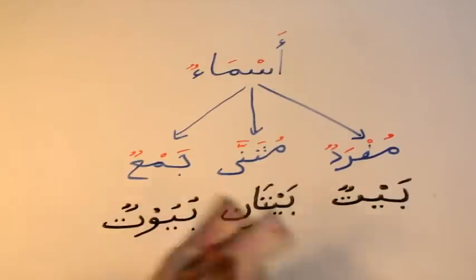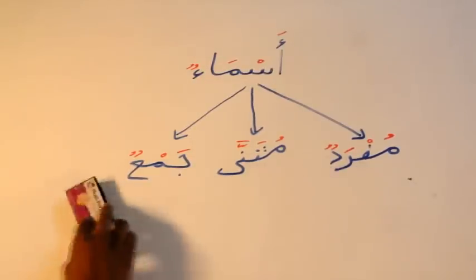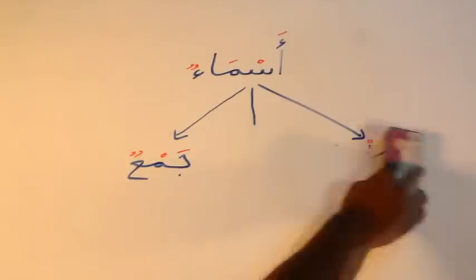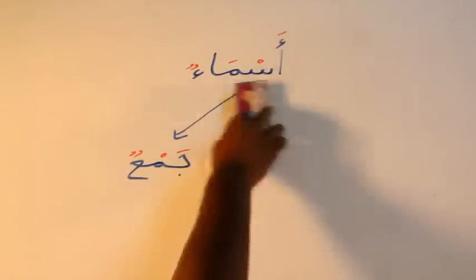So we'll look at one more classification, and we'll look at the types of jam, because mufrad and mutanna are pretty straightforward, as there's only one type, and we'll go over the types in a later video. But there are many types of plurals. So plurals have many divisions, but we'll only look at two divisions. The first division we'll look at is how it is pluralized, and when we explain it, you'll understand.